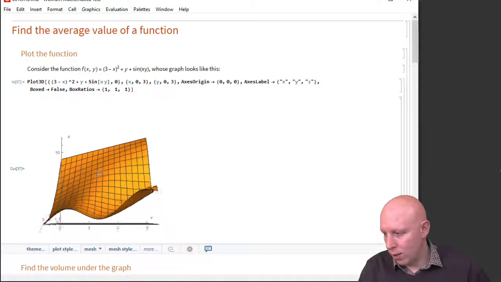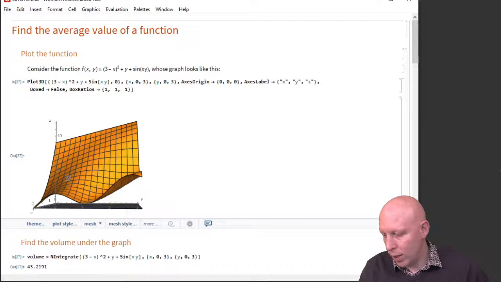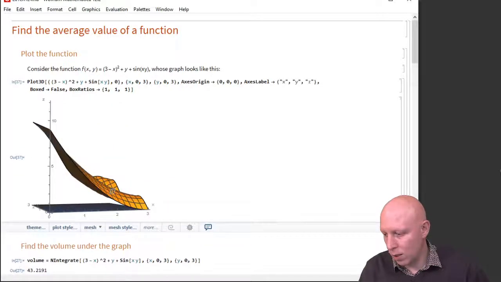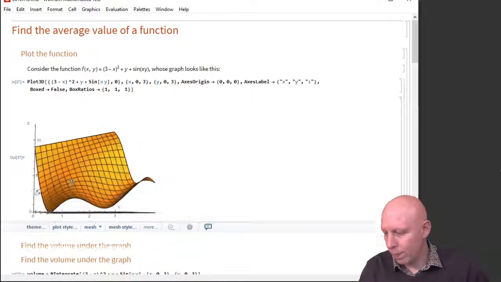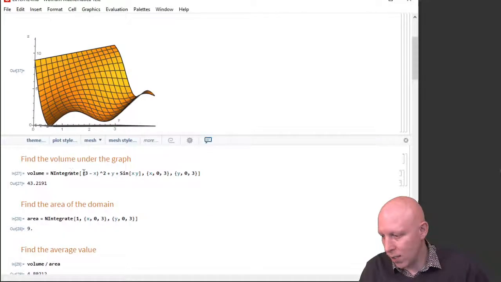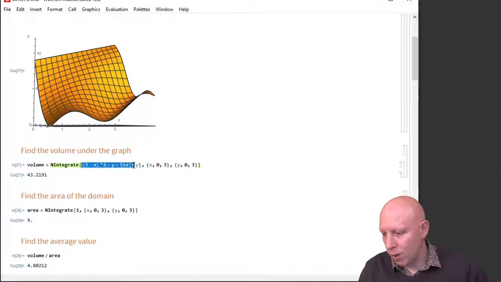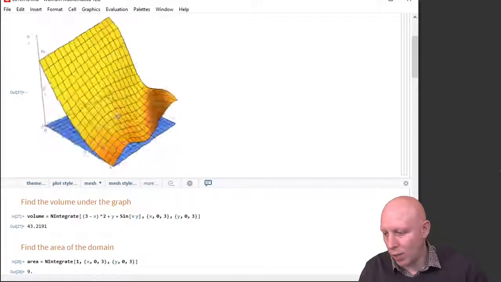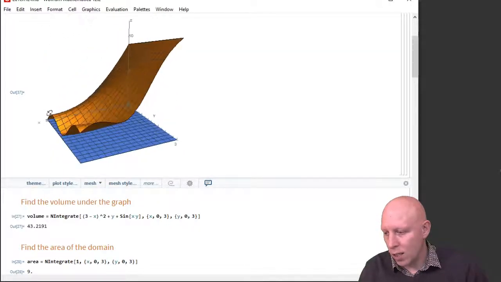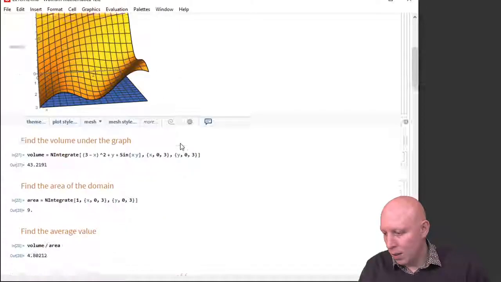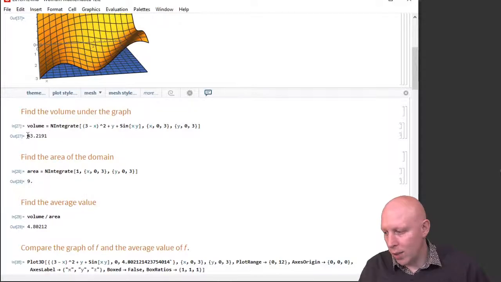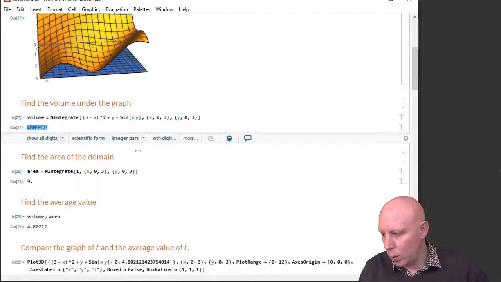So the average value of this function is what happens when we take the volume under the surface and we flatten it out. So we can get Mathematica to integrate. This is a function of multiple variables, you can still use Integrate or NIntegrate to get the numerical approximation. And you can say, right now we're over the region that's this rectangle from 0 to 3 in x, 0 to 3 in y. And so we take the volume of that, we get that the volume is 43.2.